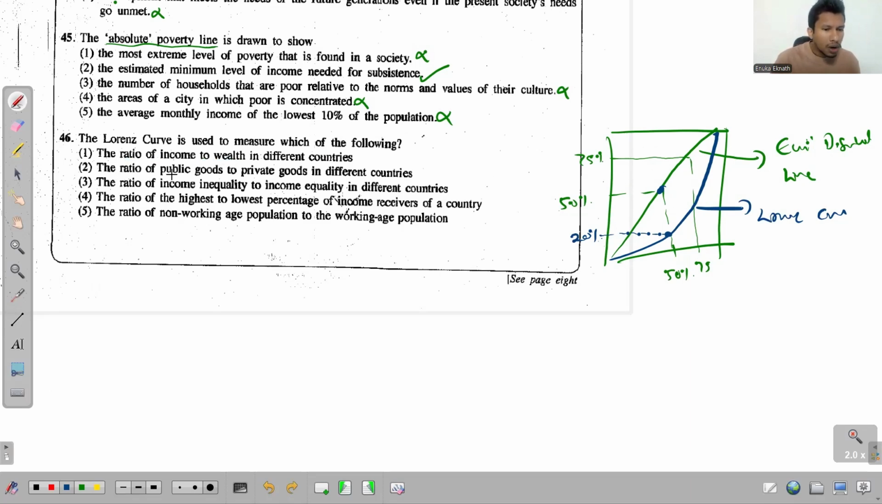Second one, the ratio of public goods to private, see, ignorable, right? Ignorable, no meaning. Third one, the ratio of income inequality to income equality in different countries. See, the ratio of income inequality to income equality.